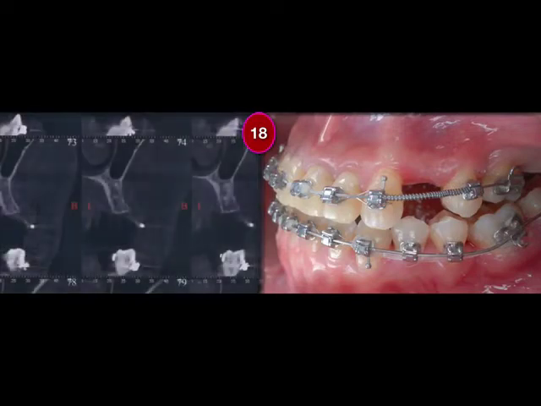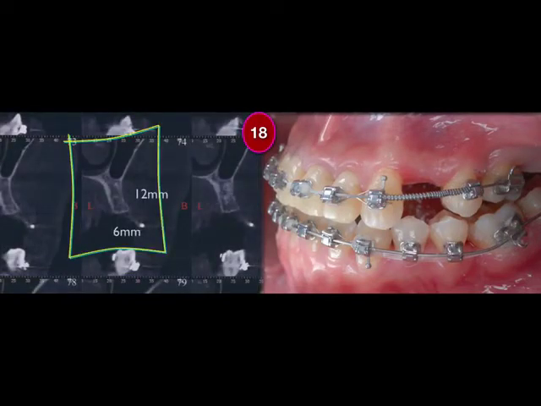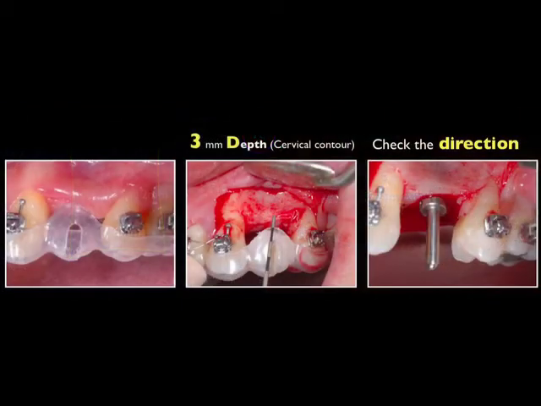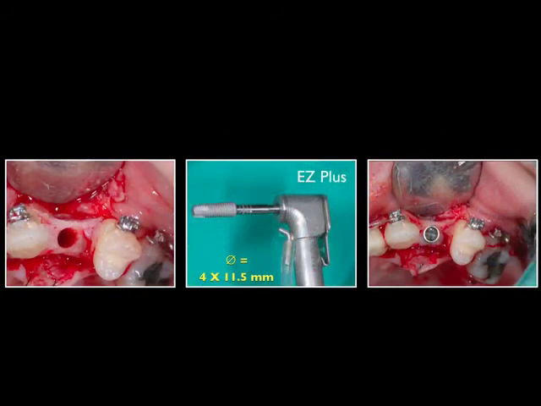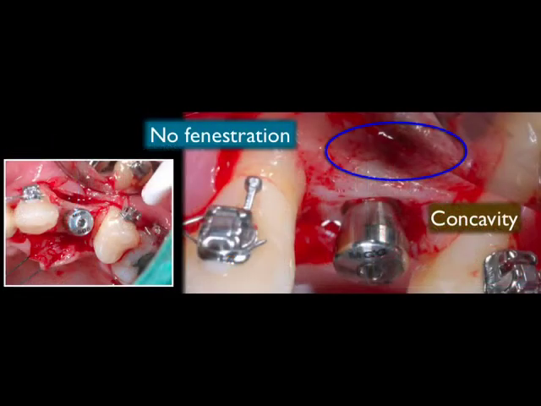First, we sent the patient to take a CT scan, and the slice view told us the bone height was 12 millimeters and the buccolingual bone thickness was 6 millimeters. After flap elevation, we used a probe to check if there was 3 millimeters of distance between the crestal bone level and the crown margin. We used a 4 by 11.5 millimeter Easy Plus implant and noticed that 2 millimeters of buccal bone thickness was maintained here.